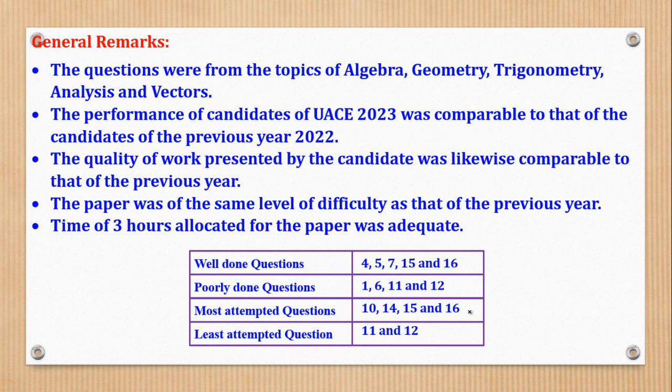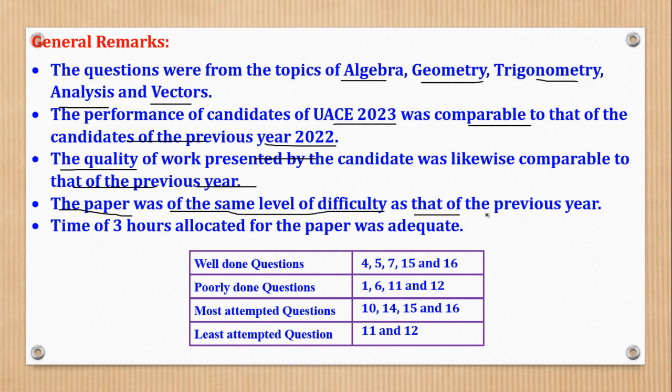So the general remarks: 1, questions are from 5 parts: algebra, geometry, trigonometry, analysis, which is calculus, and vectors. The performance of students in 2023 was comparable to that of candidates in the previous year. Then the quality of work presented by the candidates was likewise comparable to that of the previous year. Then the paper was of the same level of difficulty as that of the previous year, and the time allocated was adequate. So don't say the time given is very small.